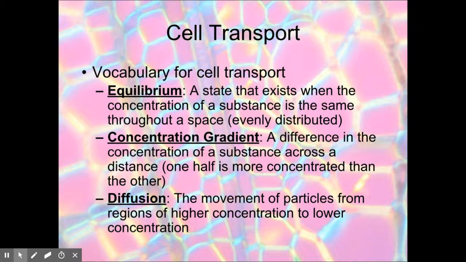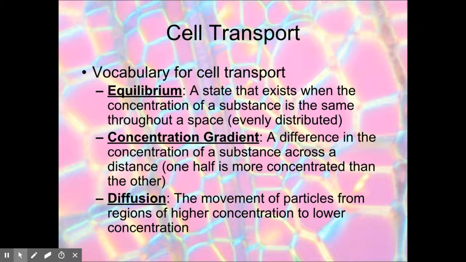All right, so the first word, equilibrium. You should automatically think equilibrium, equal. That's exactly what it means. On one side of the cell is the same amount of stuff, be it salt or sugar or hormones or water or steroids, whatever the substance is, there's the same amount on both sides of the cell. It's evenly distributed. Equilibrium, equal.